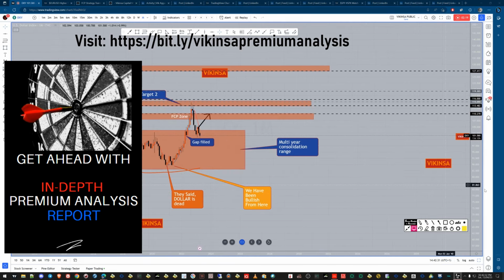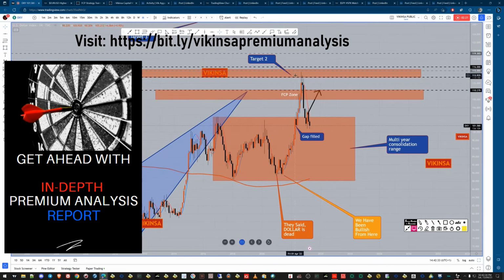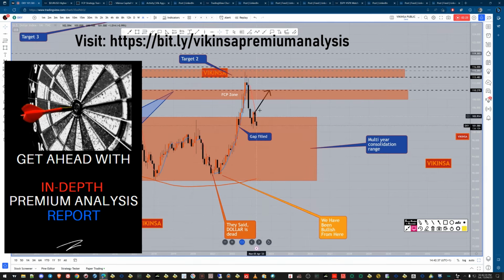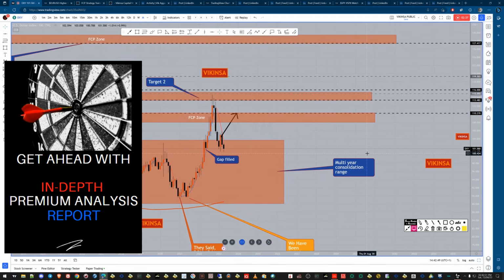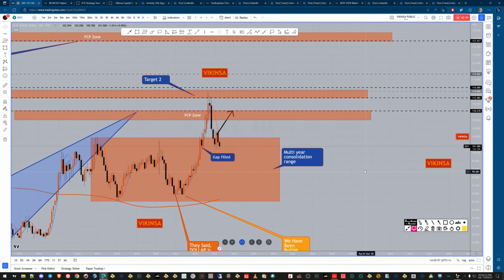Here the market came into this FCP zone and then started to go down, and then we were looking for the dollar to start to move up. It started to move up a little and then came back down, and now it is creating a double top. But before we come to that, let me give you a little bit of a hint why we were expecting it to go up and why it can still go up.